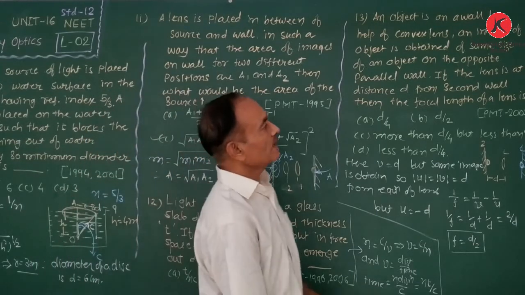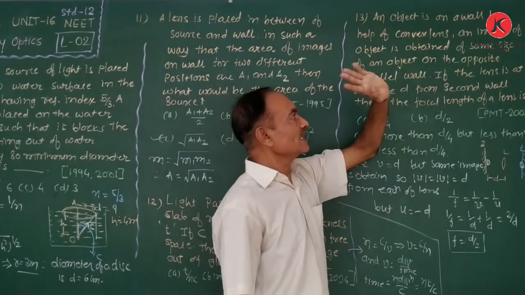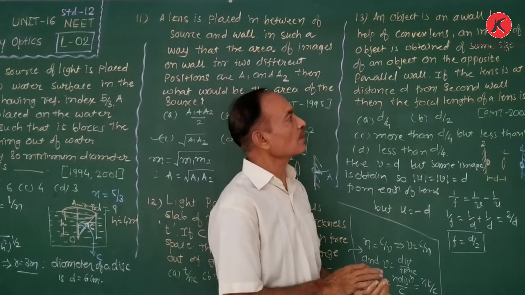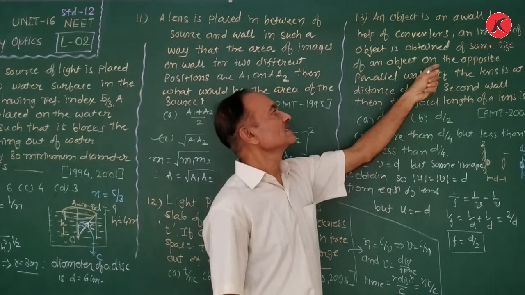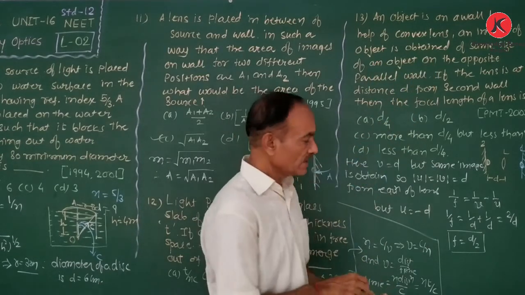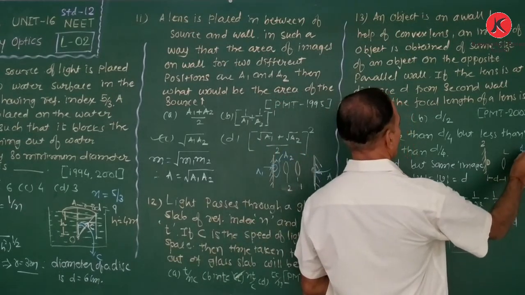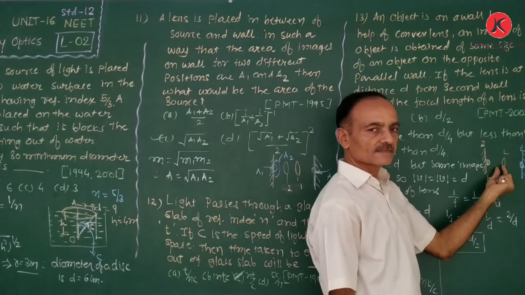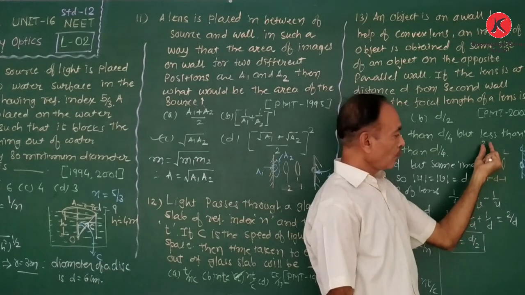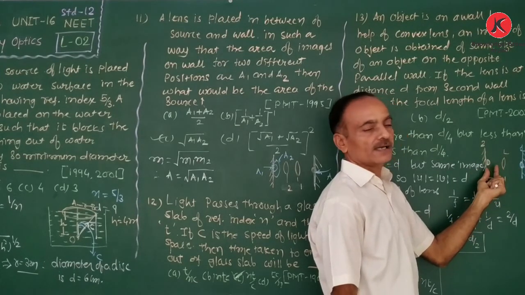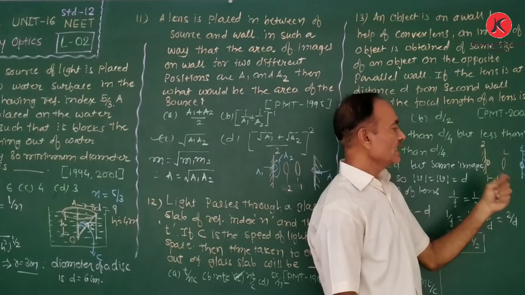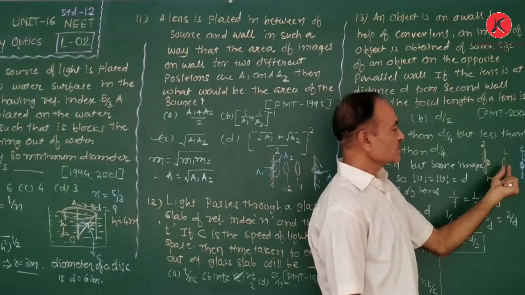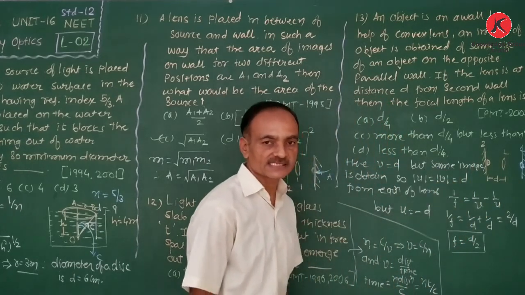Now listen. First understand the question, what is given. An object is on a wall. By help of a convex lens, an image of the object is obtained of the same size as the object on the opposite wall. Here the object is placed on one wall. The image of this object is obtained with the help of a convex lens. The image obtained on the opposite and parallel wall is the same size as the object. If the distance between the second wall and the lens is d, what should be the focal length of the lens?